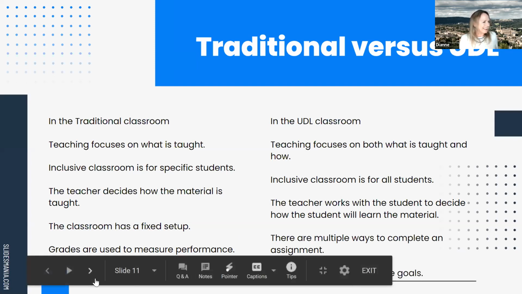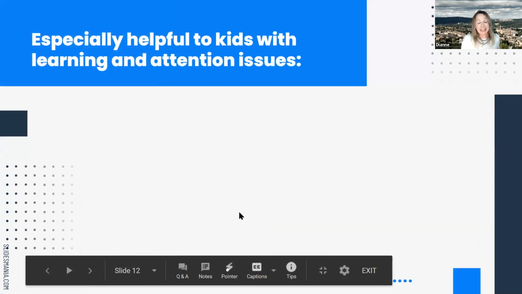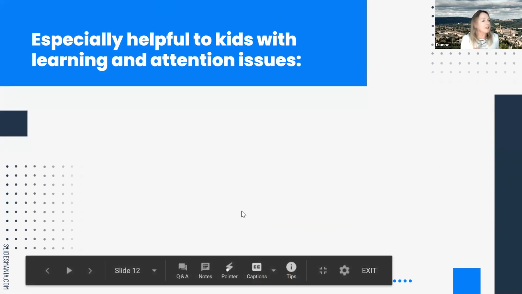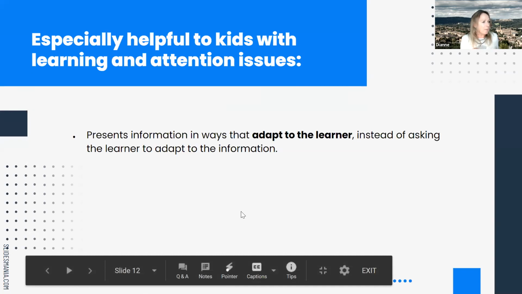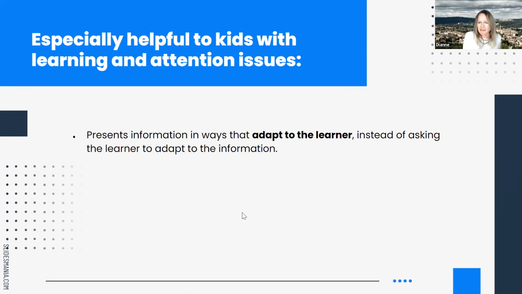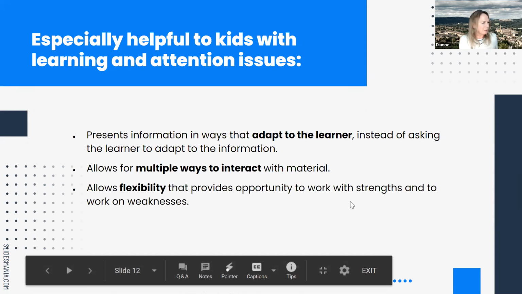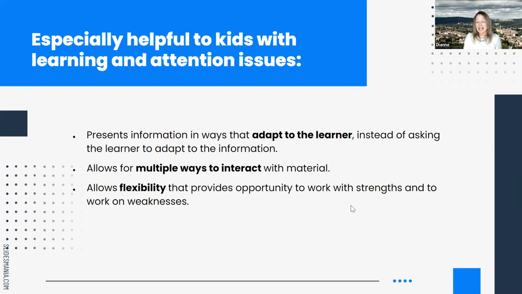Okay, so moving forward, it's especially helpful with Universal Design for Learning for students who have learning and attention issues. It does help with it because the information will adapt to the learner instead of making the learner try to adapt to the material. How wrong is that when we think about that? It allows for multiple ways to interact with the material, which I've touched on before, but allowing for flexibility that provides opportunity to work to strengths and also to support those areas that need extra work.